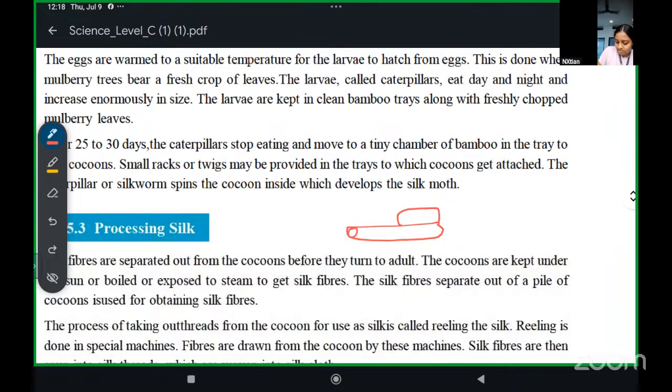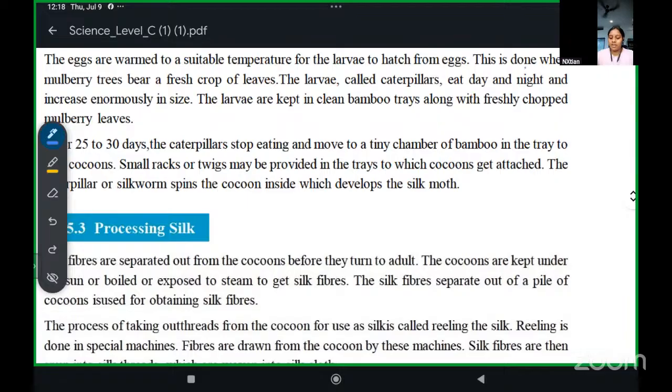This is a sliced bamboo here, and they used to spread mulberry leaves inside. After eating, the caterpillar would go inside this and spin its cocoon. But when it is done on a bigger level with so many caterpillars and so many cocoons, they use bamboo baskets.